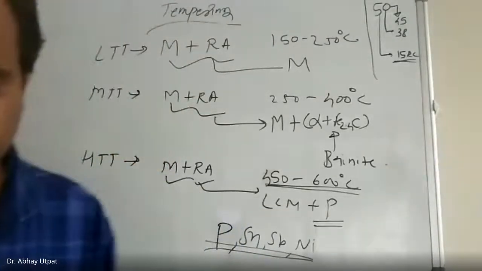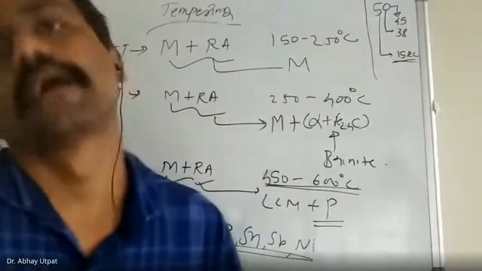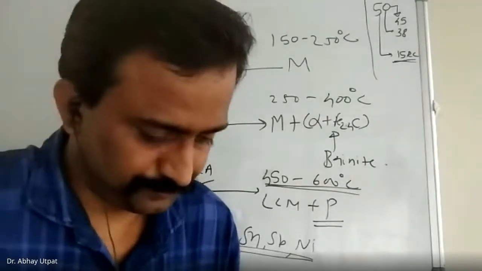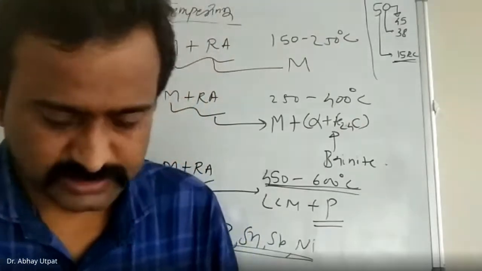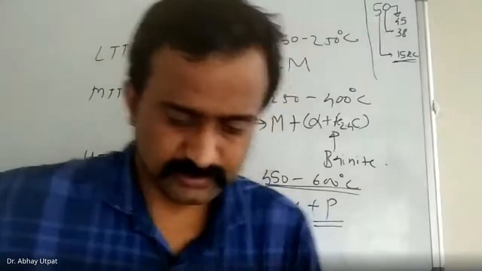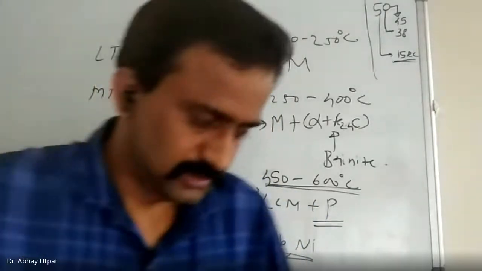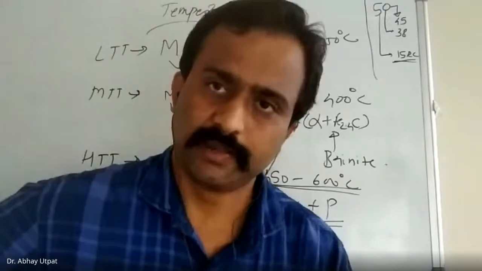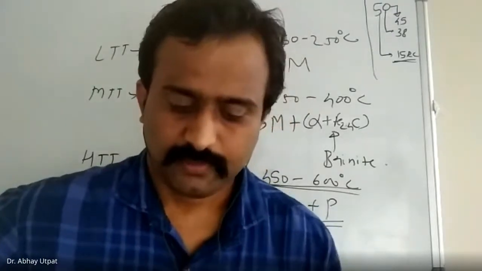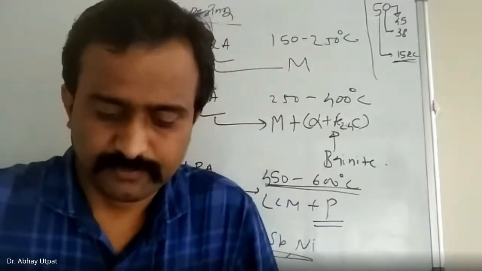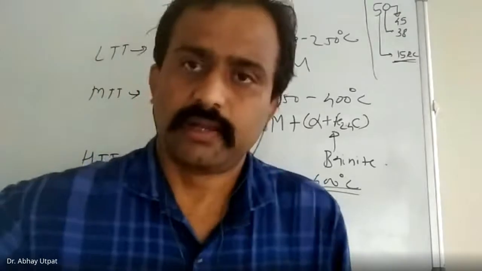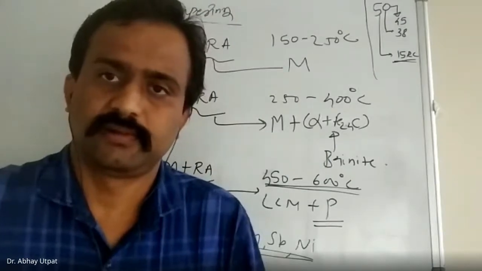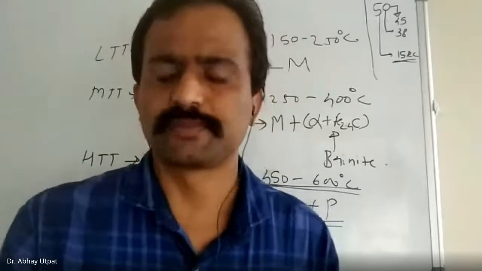Next line. Temper embrittlement can be reduced by addition of elements like molybdenum, titanium, zirconium, and by increasing the rate of cooling. Okay, this short note was asked 2 to 3 times earlier. That's why I have dictated.